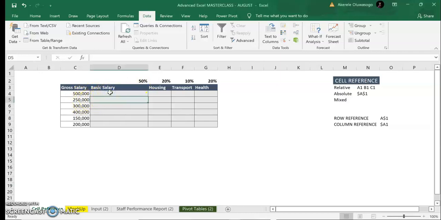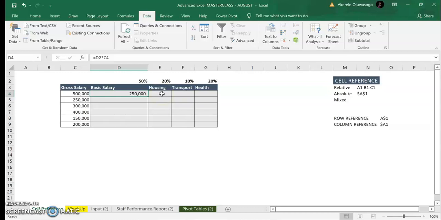Let's see how the relative, absolute, and mixed cell references work in our formula. For example, I want to find 50% of each of these gross salaries. I type my equal symbol, click on the 50%, and multiply with Shift 8 to bring up the multiplication symbol. I click on the 500,000 naira and press enter. That gives me the first answer, which is 250,000 naira, that means 50% of 500,000 naira.